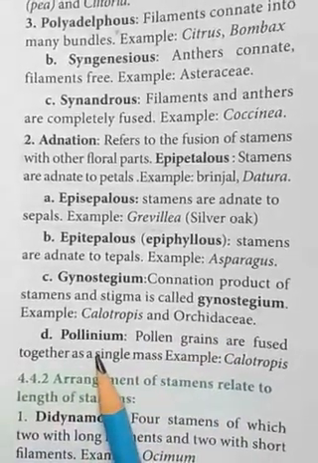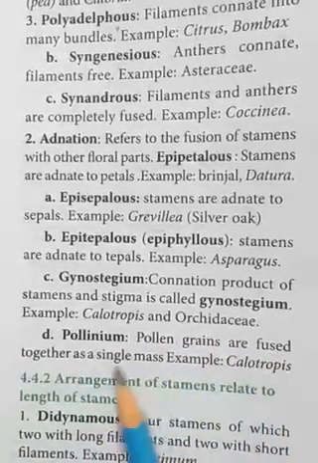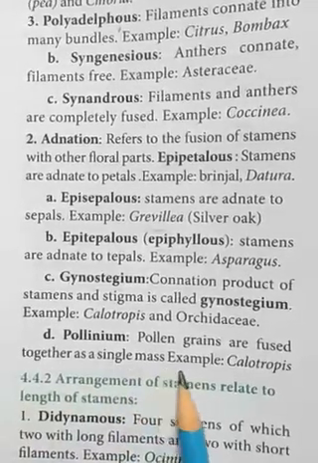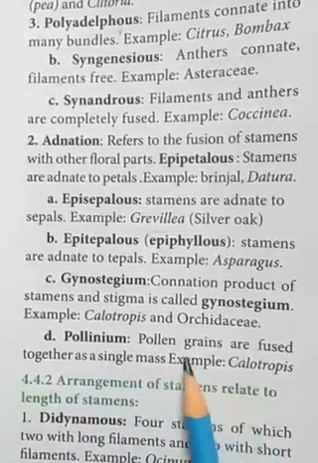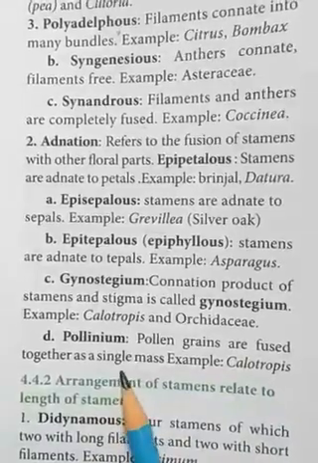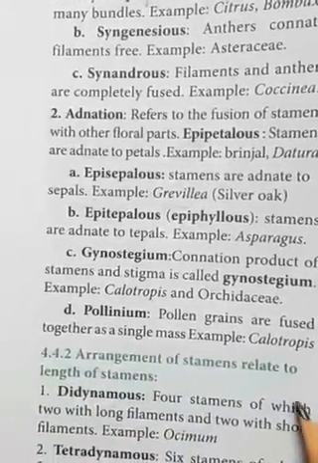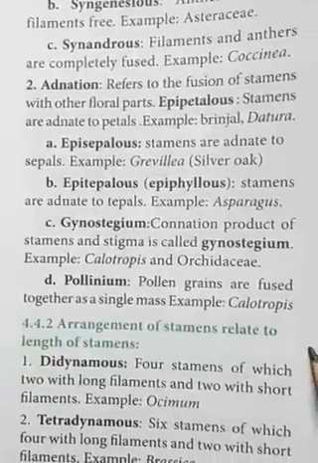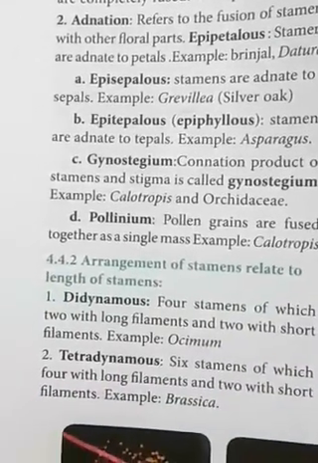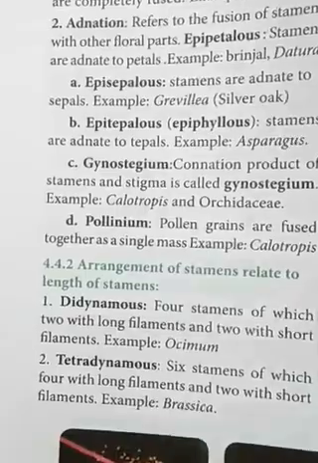Next is Pollenium. Pollen grains are fused together as a single mass. Example in Calotropis. Pollen grains, when they are fused together to form a single sac-like structure, we call it the Pollenium. Next, arrangement of stamens related to the length of stamens.